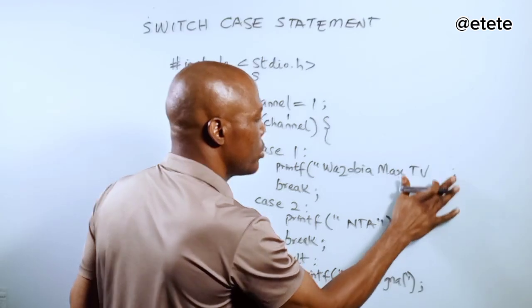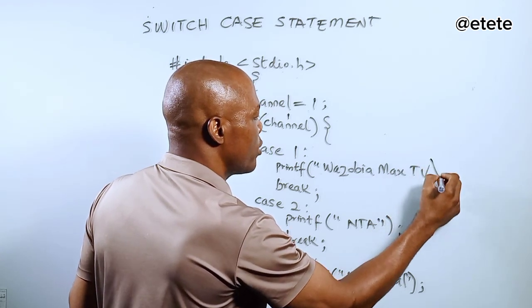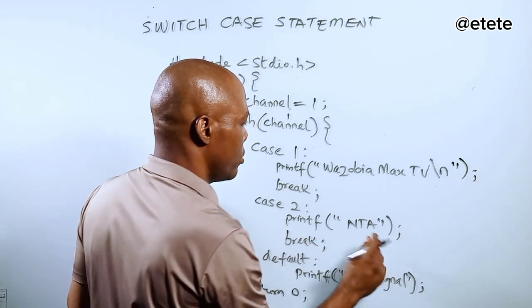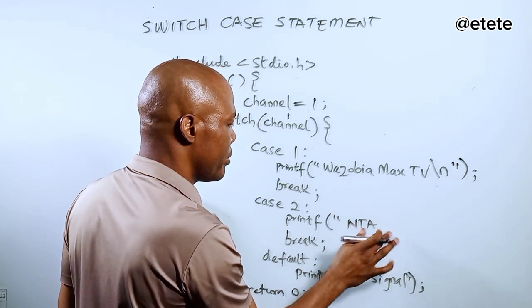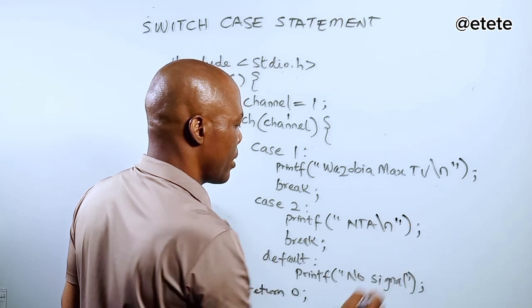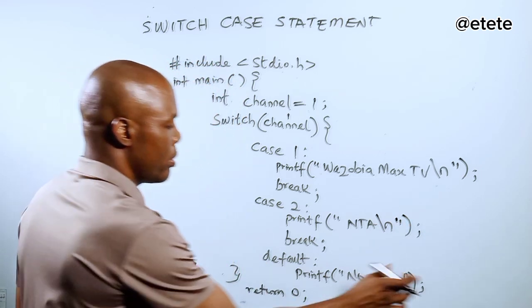Here, to make it go to the next line, I should add my new line mark. So I should do the same thing here. Then I'll do the same thing here too.